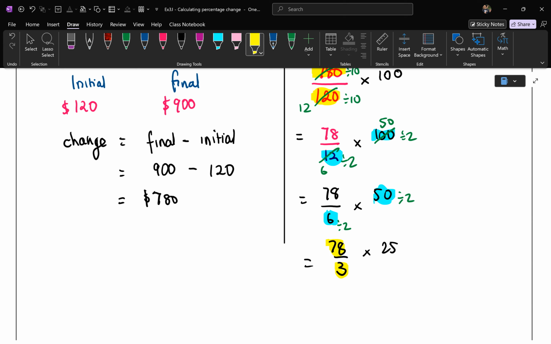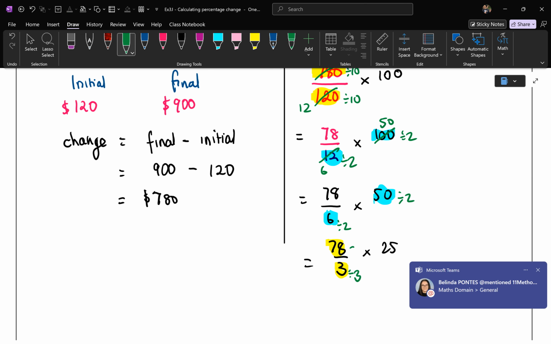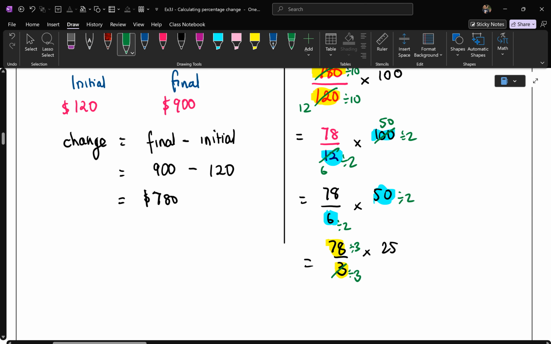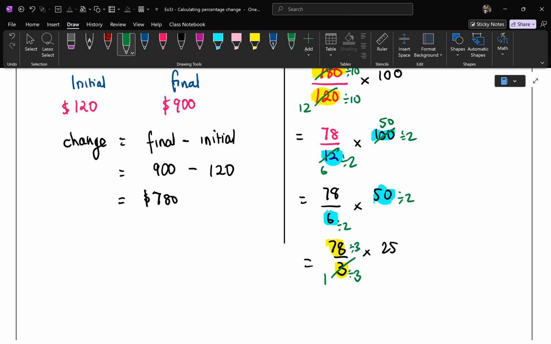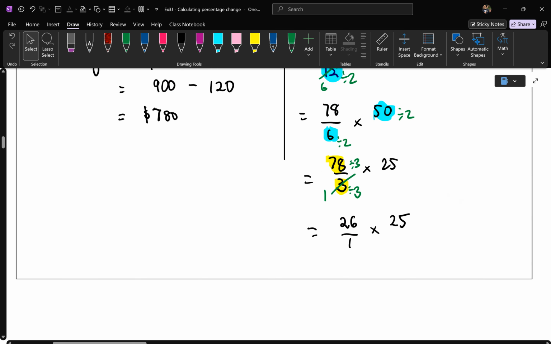That's why when I get big numbers like 78 and 50, I would probably do the 78 first, because sometimes the bigger numbers are harder to see. So instead of doing 6 and 50 before, I would have done 78 and 6, and it would have been easier to find out. But yes, 3 does fit into both. Now 3 fits in 3 once, and 3 fits in 78. Again, you can do short division. 3 goes into 7 twice, remainder 1, so you get 18, and 3 into 18 is 6, so the answer is 26. So we got 26 over 1 times 25.